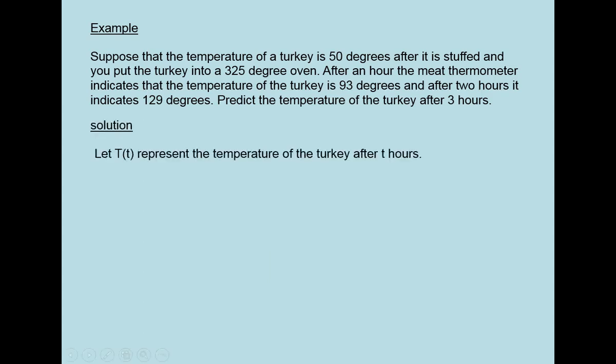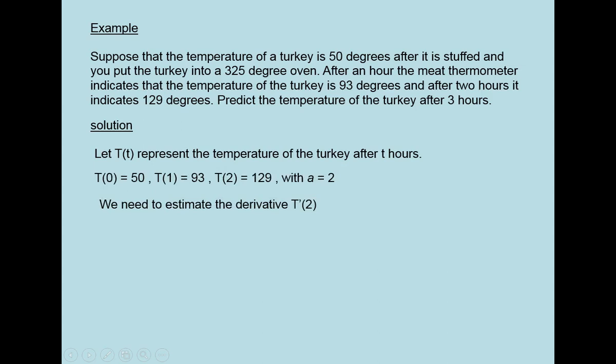All right, so let T of t represent the temperature of the turkey. So that would be on our vertical axis that we had just drawn. And t in hours, that would be our horizontal axis. And here's the given information. T of 0 equals 50, T of 1 equals 93, T of 2 equals 129.